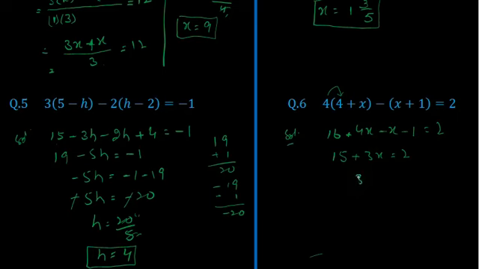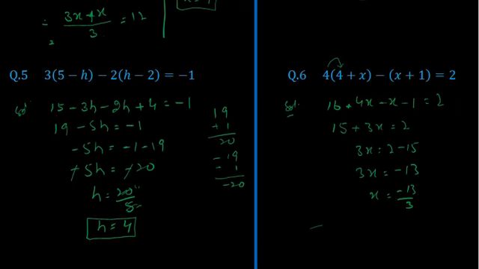Or we may write 3x is equal to 2 minus 15, because we shift the number 15 from left to right, so we change the sign. Now 3x is equal to minus 13, and x becomes minus 13 upon 3. Now once again the numerator is greater than the denominator, so we write it as a mixed fraction. So 13 when divided by 3, it becomes 3 4s are 12, and 1 is remaining. So x can be written as minus 4 whole 1 upon 3.